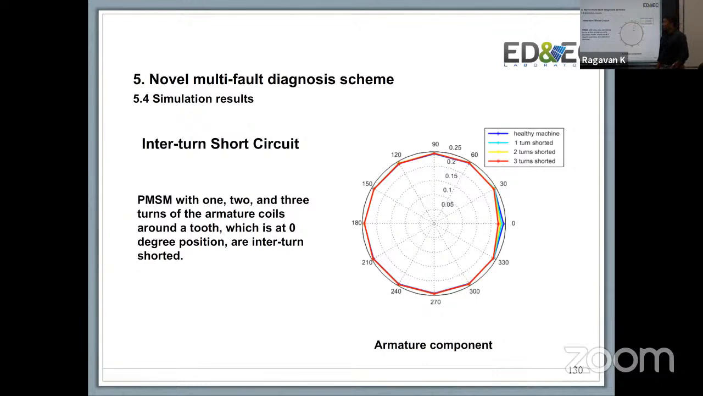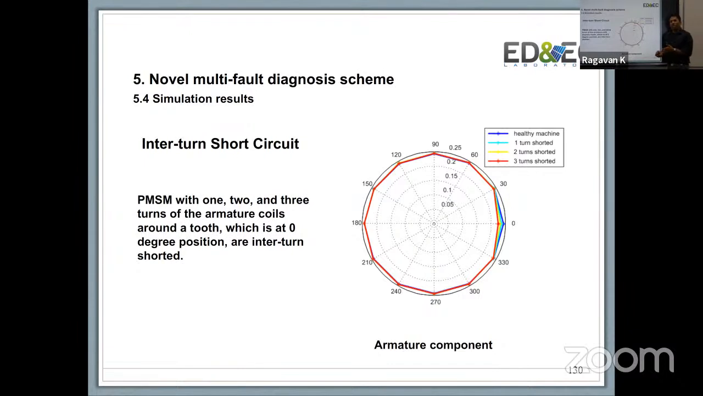If you do interturn short circuit, in that case, the PMSM can have 1, 2, or 3 turns on the armature coil around the teeth, which is specifically shown for 0 degrees. And you can see at 0 degrees, there are multiple turns that have been shorted. The first is 1, then 2, and then 3, and the blue one is a healthy machine. So you start to see a pattern emerge where every change that you have in the system starts to reflect itself on the measured voltage.